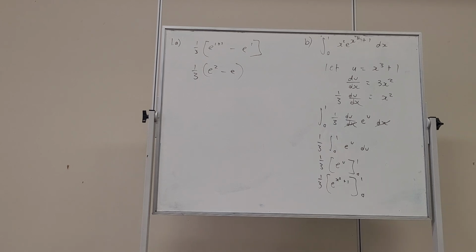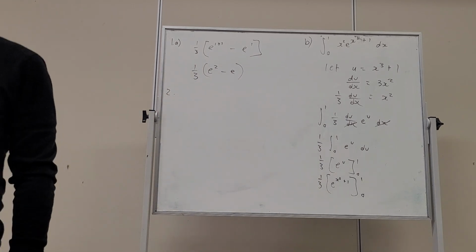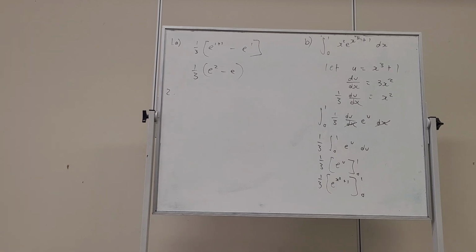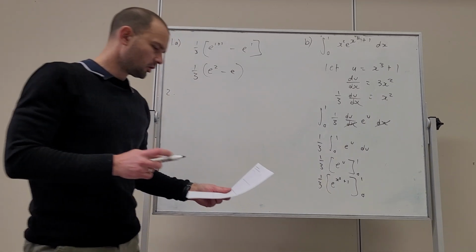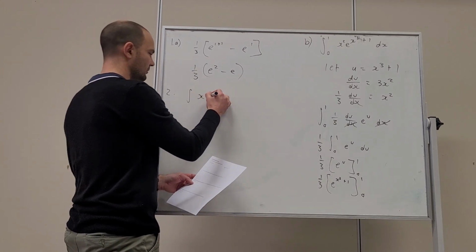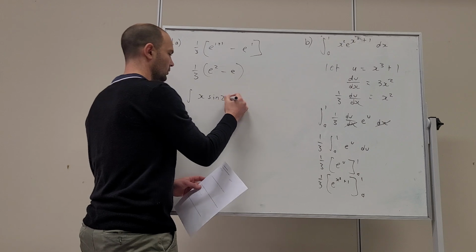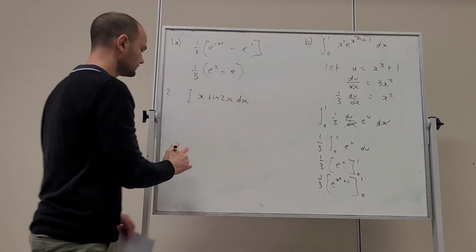Let's go on to 2. So in question 1, we did a question from 7b, we did a question from 7c. So we did integrating to the inverse trig functions, and we've done some substitution. Now it says specifically, use integration by parts to show that, and it wants us to integrate the integral of x sine 2x with regards to x.